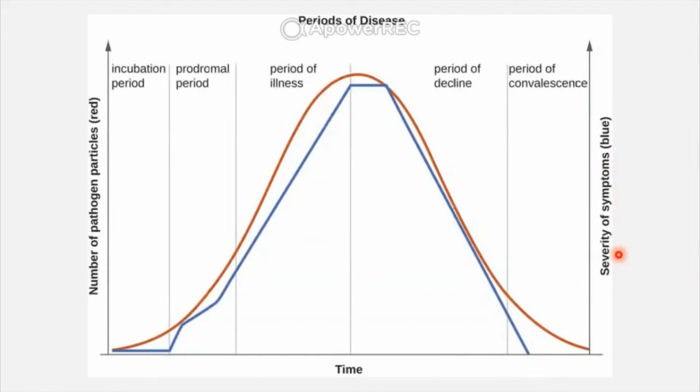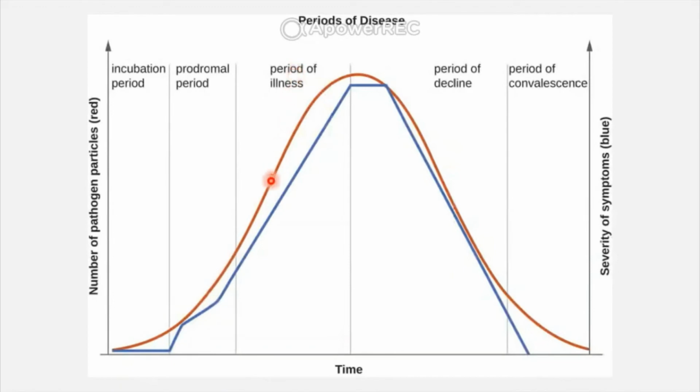Usually the symptoms are going to be lagging behind whatever's occurring with the number of pathogens because it's sort of reactionary to the pathogens. So in the incubation period, you're seeing the pathogens starting to replicate in the body, but we don't yet have any symptoms occurring. During the prodromal period, the pathogens are replicating more rapidly, and we suddenly have the appearance of symptoms.